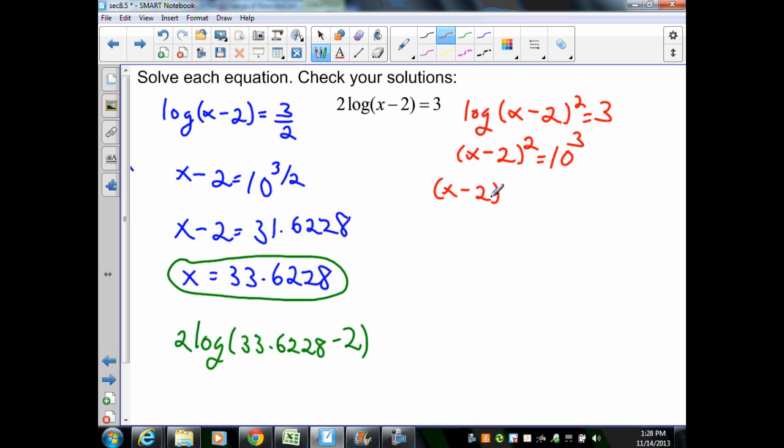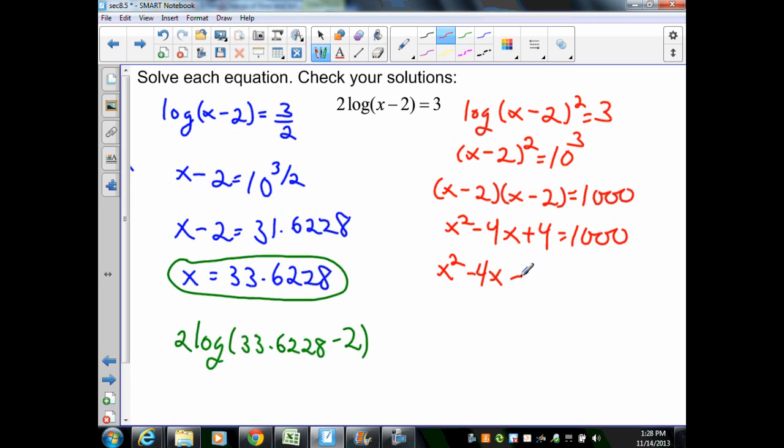Simplifying both sides, I can get x minus 2 times x minus 2 equals 1,000. Foiling, I get x squared minus 4x plus 4 equals 1,000. And when I set to 0, that gives me x squared minus 4x. Subtract 1,000 on both sides, I get 996. So what I'd like to do is factor this, but it won't factor. Therefore, I have to use a quadratic formula.